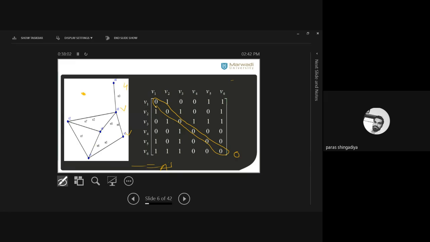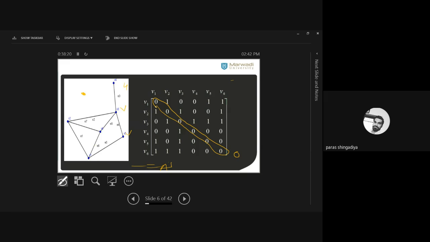You can check the column data. First column ka data aap check karo. How many ones appear in the first column? 3 times. So what is the degree of the first vertex? That is equal to 3. Clear? It will be a mismatch if the graph contains a loop, which we'll discuss later. Now the second row indicates the degree of the second vertex.